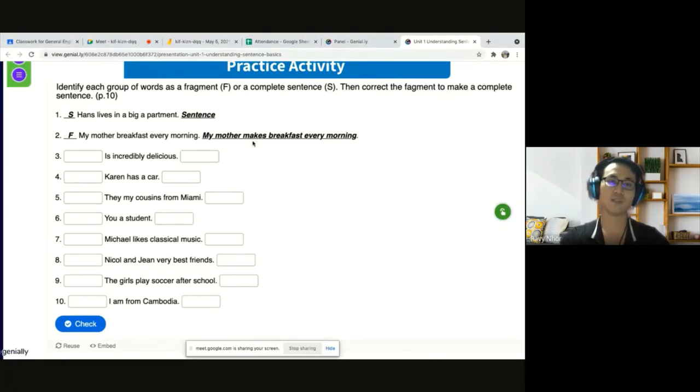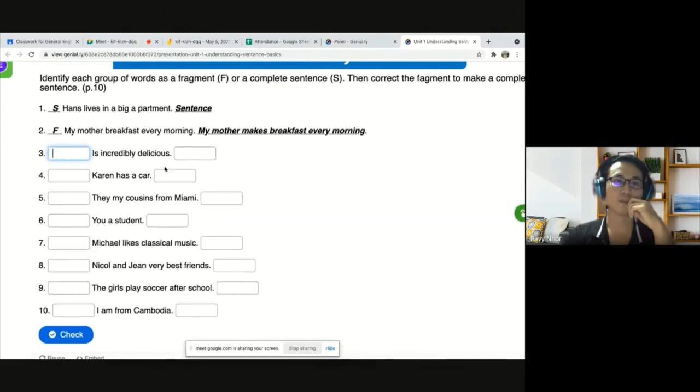Okay. If it is a complete sentence, write S. If it is a fragment, correct it into a complete sentence. Okay, so let's start from number 3. Number 3, is it a sentence or a fragment?